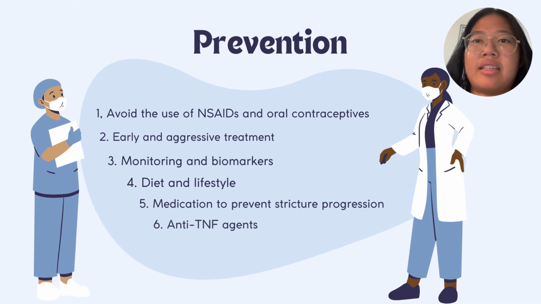Although the complicated etiology of Crohn's disease makes primary prevention difficult, lifestyle change, intensive treatment, and early identification are key components of secondary preventive techniques that can help control the illness and avoid consequences.